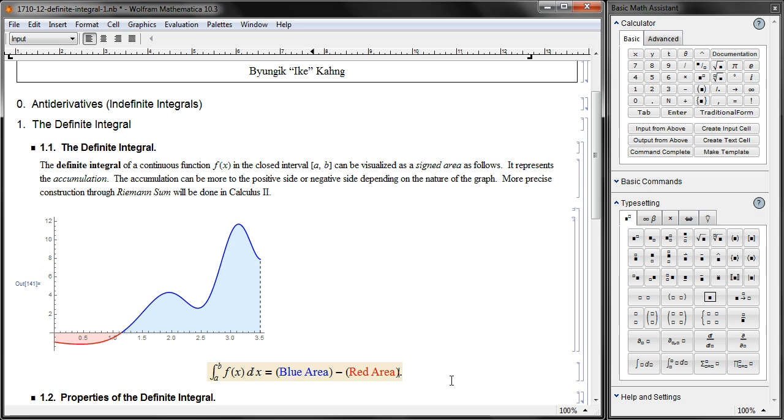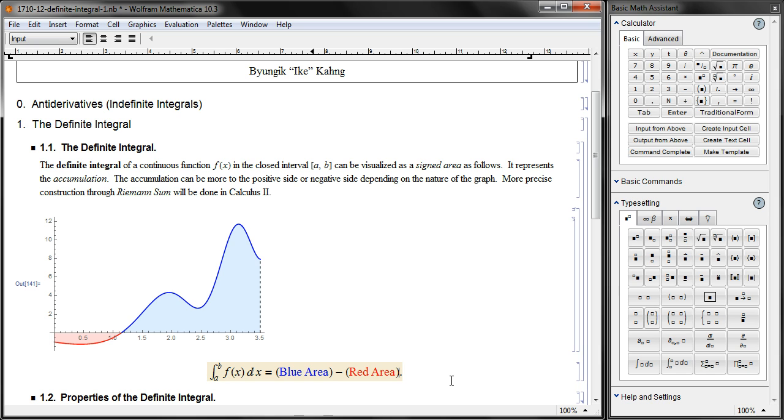More precisely speaking, I shouldn't be saying "is called." The precise definition of the definite integral will be made in Module 14 and revisited in Calc 2. I should have said that is the geometrical representation of the definite integral. The definite integral as the signed area.